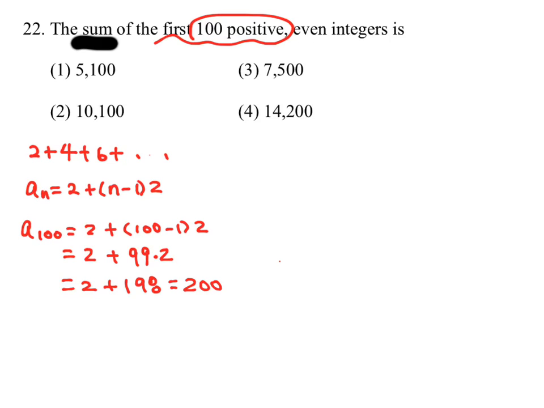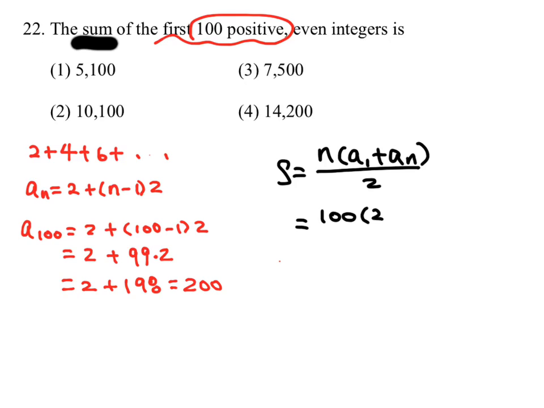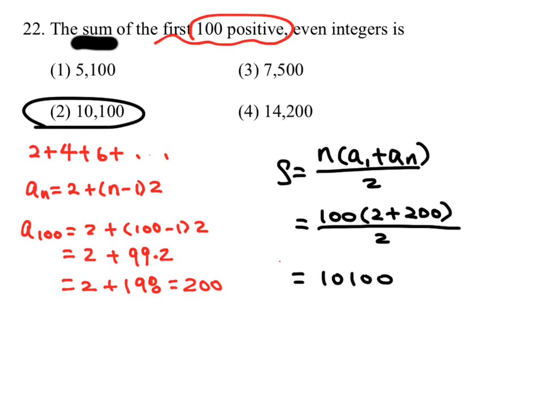So the sum is 2 through 200 as you increase the even integers. So sum is equal to n, which is the number of terms, times the first number plus the last number, divided by 2. Then what we end up getting is we have 100 terms, and the first number is 2, the last number is 200, and divide the whole thing by 2. Then we end up getting 10,100. That becomes our final answer.